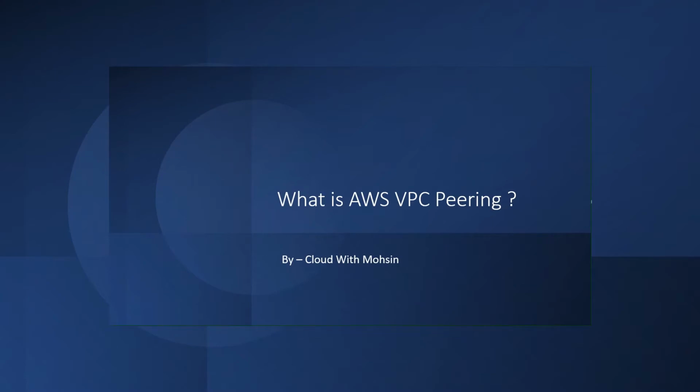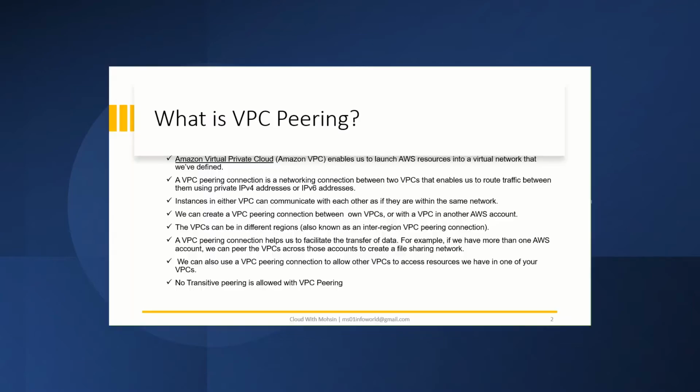Friends, this is a very quick session on AWS VPC peering. So let's get started. If you remember, we had discussed a session on VPC, and the full form of VPC is Virtual Private Cloud. In the VPC session, we created a virtual private cloud connection, and inside that we deployed resources such as subnets and instances.